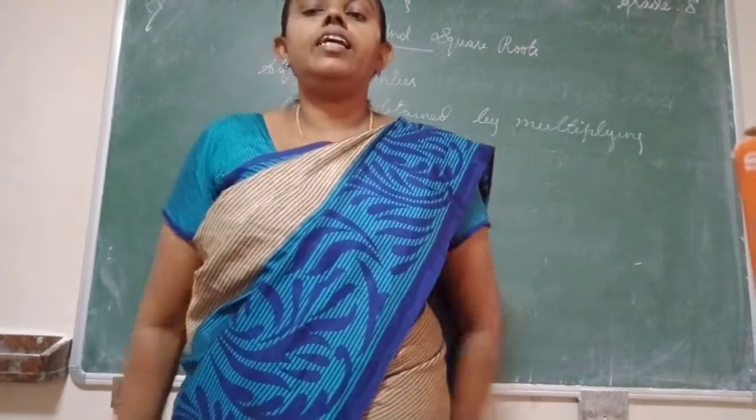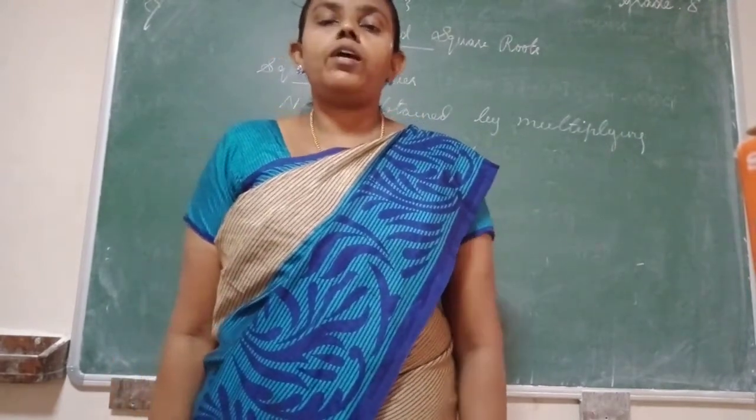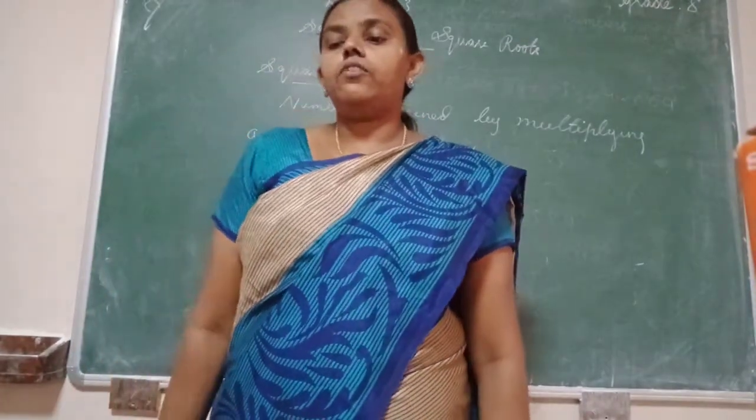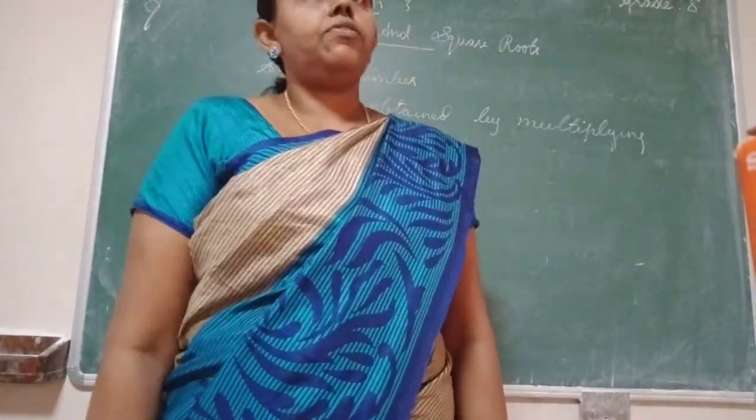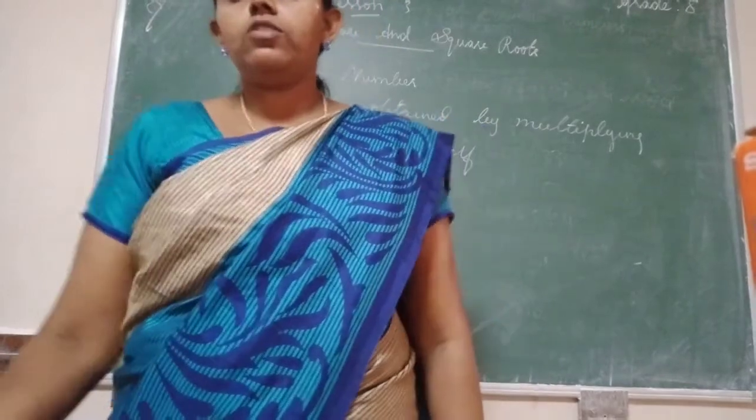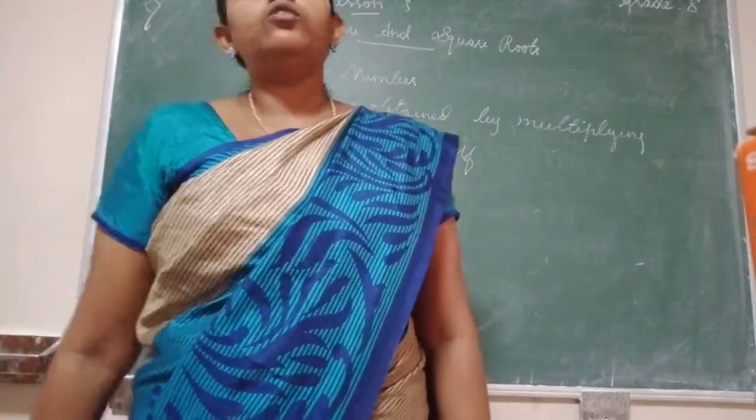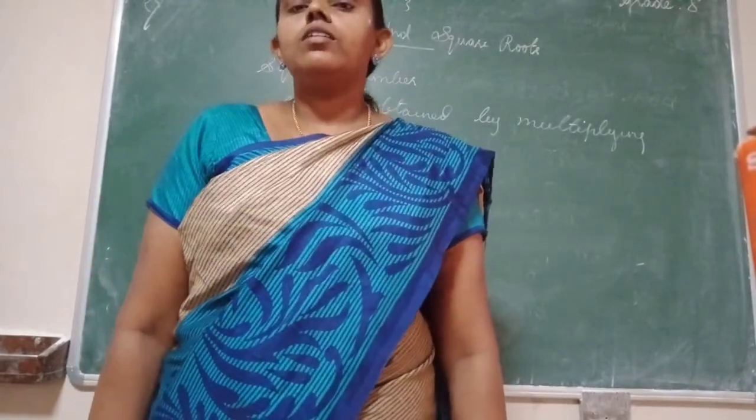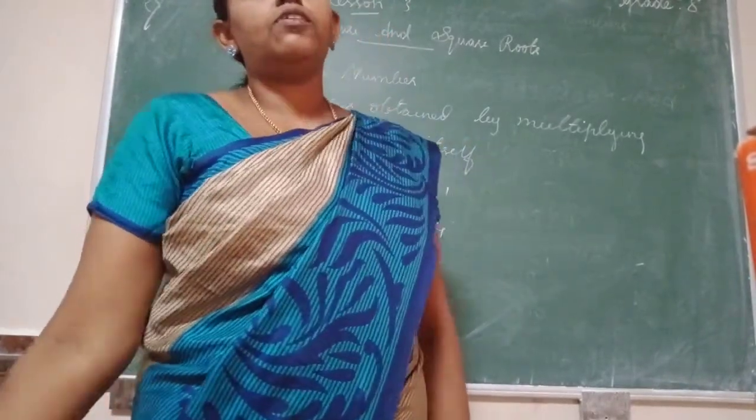Lesson 3 in our book is squares and square roots. We are going to learn the square of a number, then the square of an integer, and the square of rational numbers. You all know what the square of a number is. Last year also I taught you. Do you know what is the square of a number?